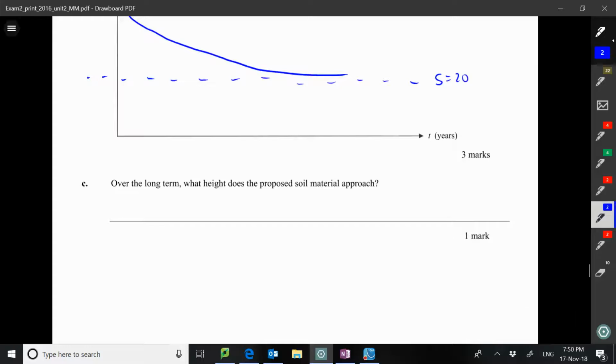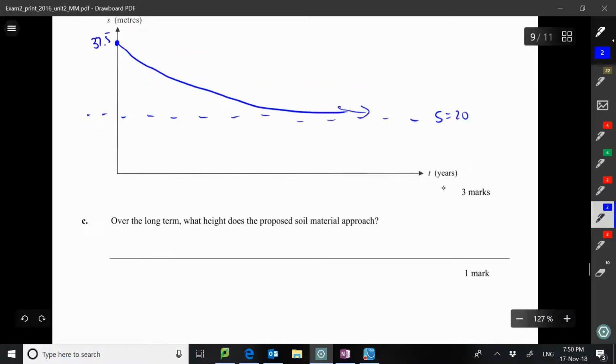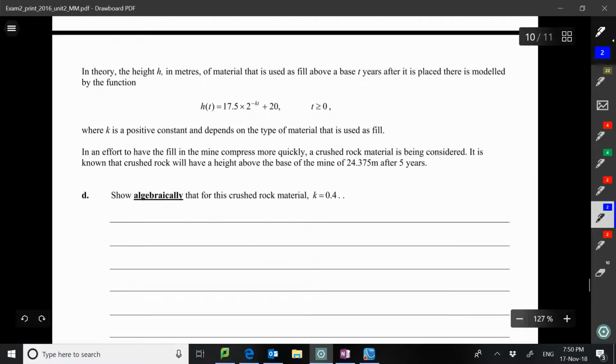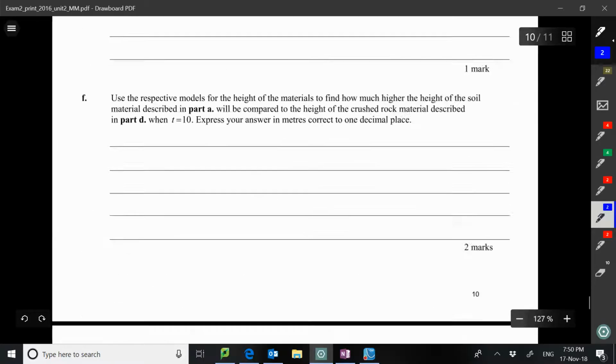Over the long term, okay. Obviously, over the long term, it's clearly approaching 20. The asymptote is at 20, so it's clearly 20 meters. Next one, we're almost there. Just a couple more questions.